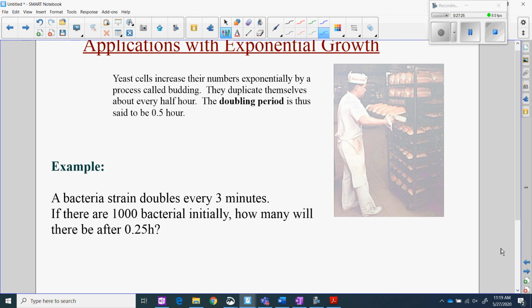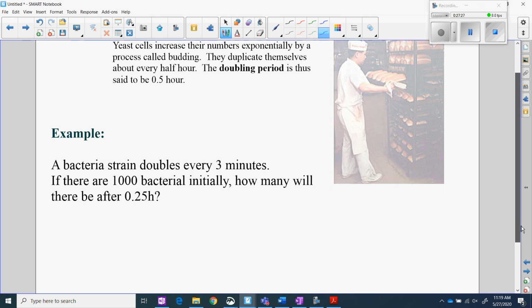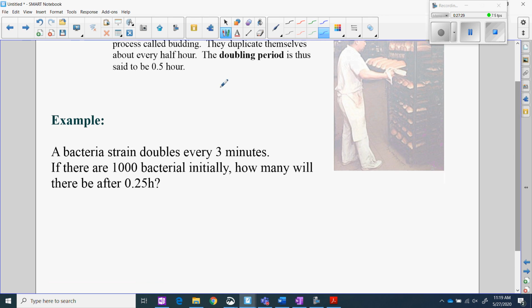It says bacteria doubles every 3 minutes. If there are 1,000 bacteria initially, how many will there be after a quarter of an hour? Now, one thing I've got to watch for here is units. Right away, I see minutes here and I see hours here. So we've got to pick one and do everything in the same unit. Again, I like making these little charts. Do you have to make them? No, you do not.